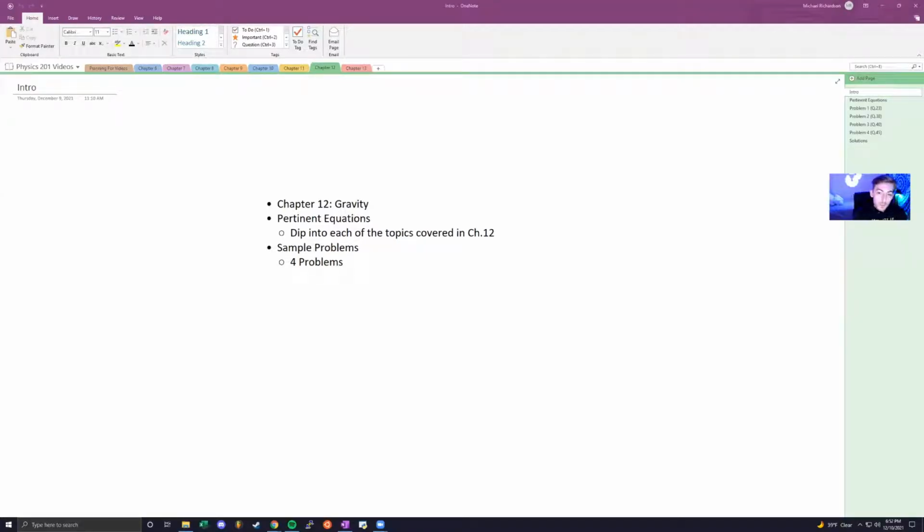So we're going to be talking about chapter 12 here, which is gravity and gravitational potential, especially in the case of us not necessarily being on Earth. Along with this, I'm going to be going through some pertinent equations. So we'll dip into each of the topics covered in chapter 12 itself, or rather the ones that I think we really need to emphasize. And then I have some sample problems for us, and I have 4 of them ready.